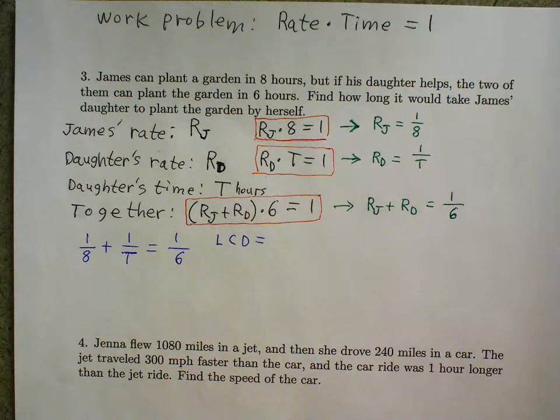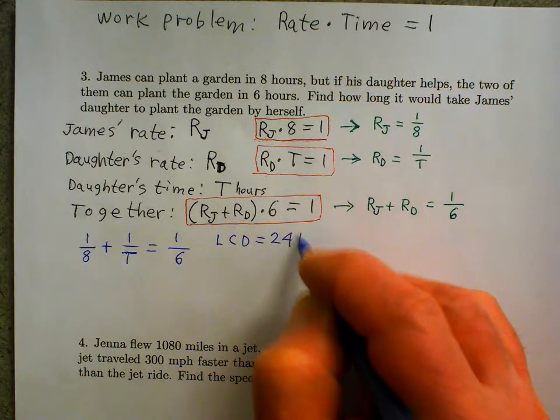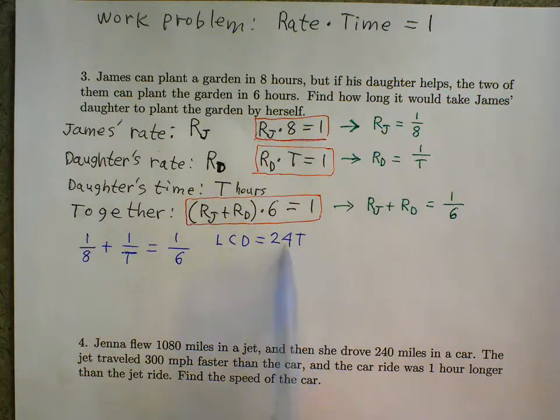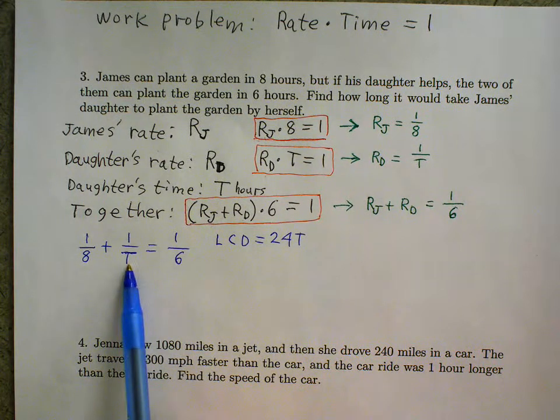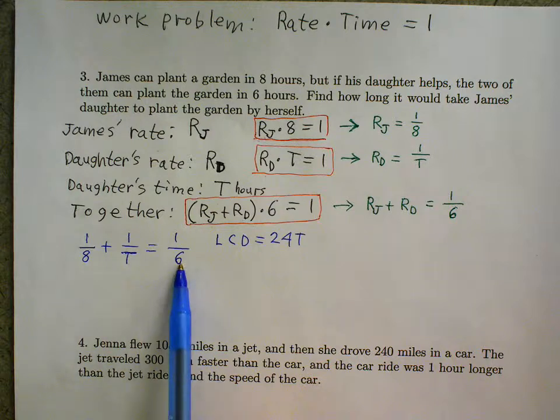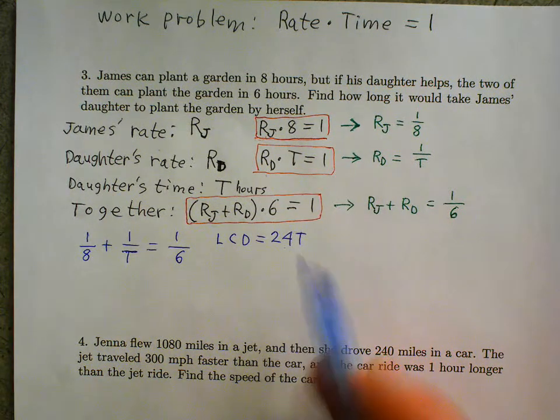24t. So 24 is a multiple of 8, 8 times 3. 24t is a multiple of t because 24 times t. 24 is a multiple of 6, 6 times 4. Okay, so now we multiply every term on both sides by the least common denominator.